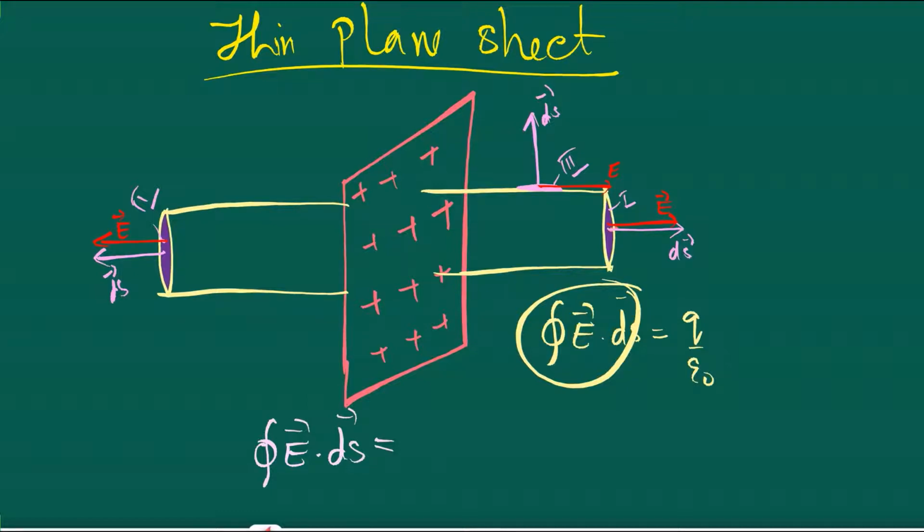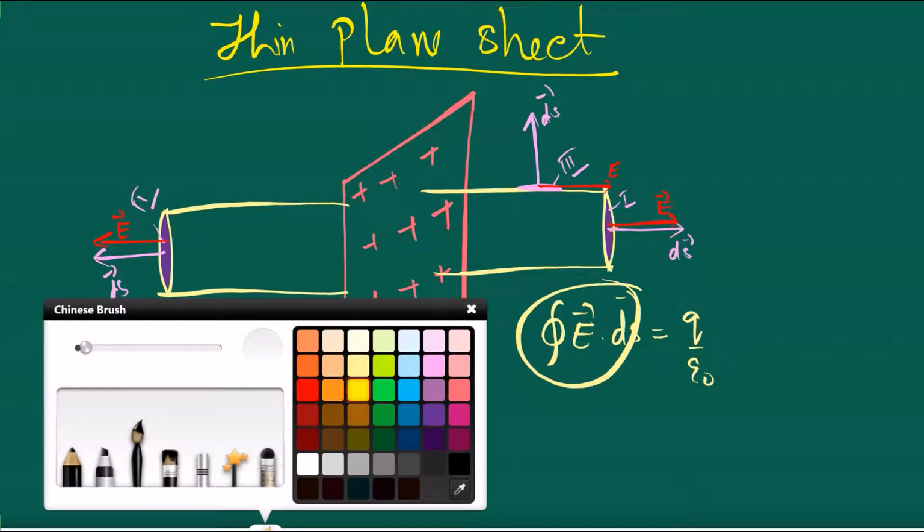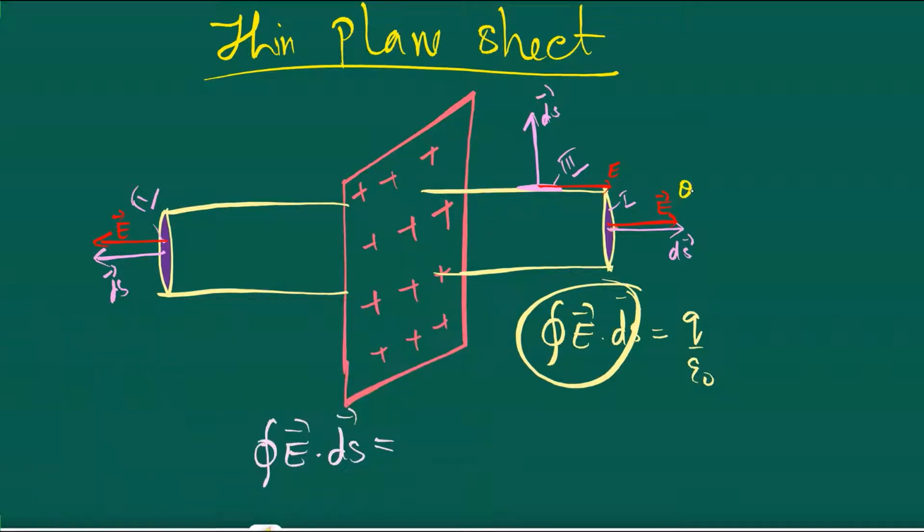So here we can write the three angles. Here theta is equal to 0. Here theta is equal to 90. And here theta is again 0 only.